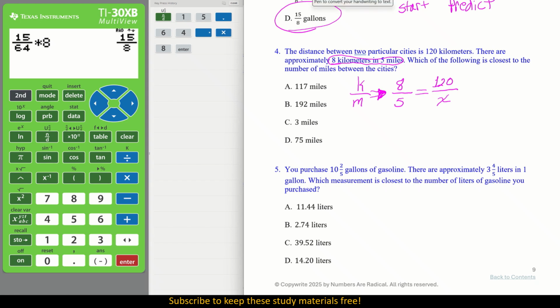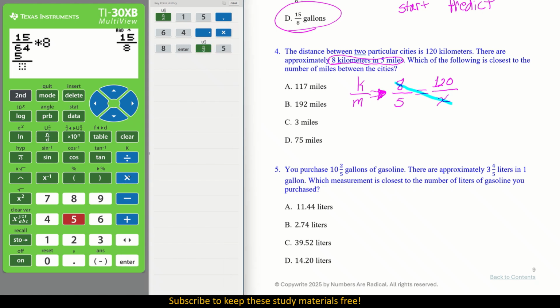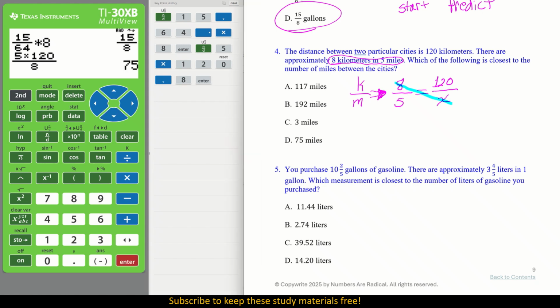total of 120. Okay, so if we go across from our 8, right, we know what to divide by. Right, so let's set up our fraction, and we're going to say 5 times 120, and now divide it by the 8, right? So press enter, and we have exactly what we needed, okay?